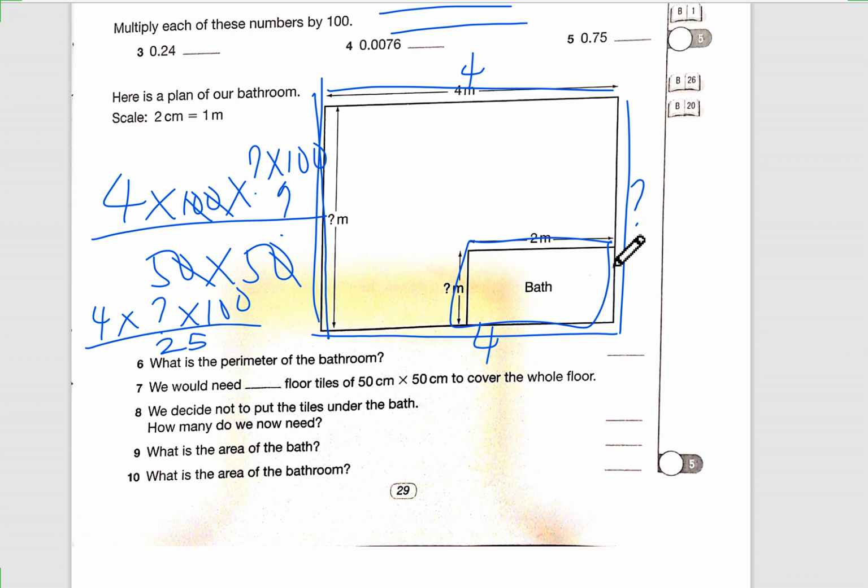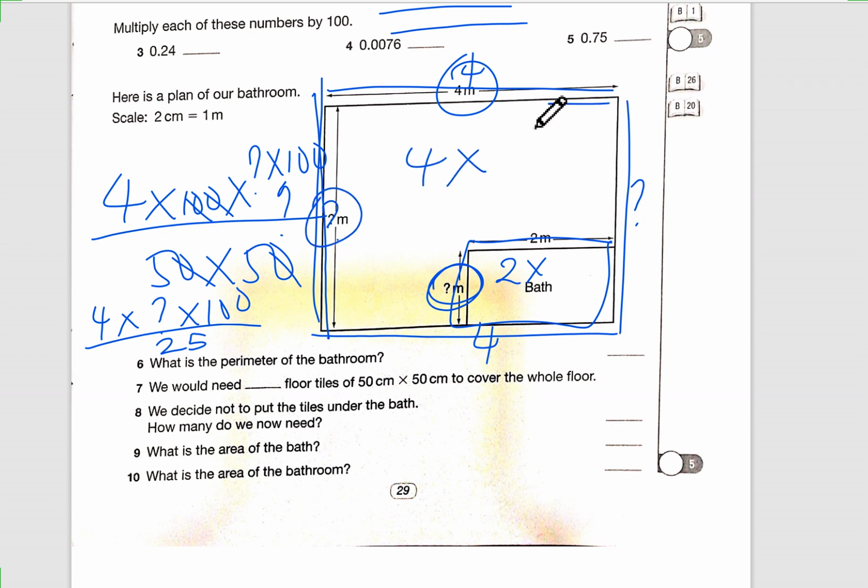Now number 9, what's the area of the bed? Just the way you got it, once you have the full dimension, all you need to do is take 2 times whatever this is. Then you get the area of the bed. And what is the area of the bedroom? That will be 4 times whatever this question mark is.